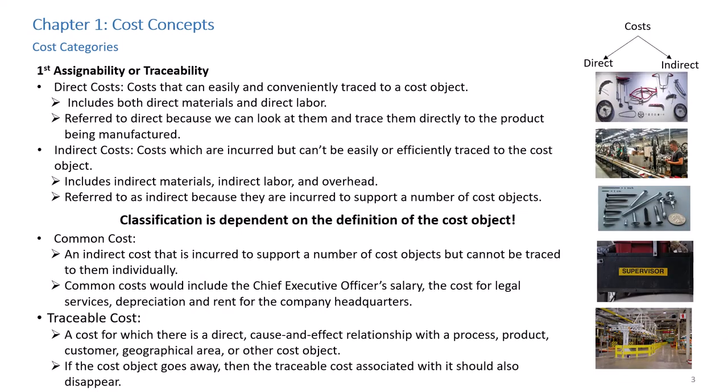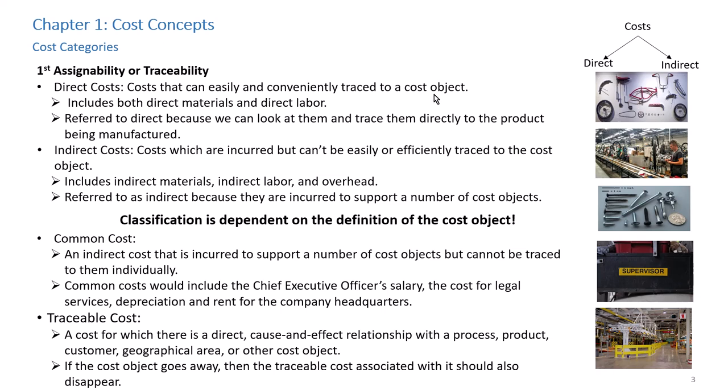Now let's look at the ways in which we will discuss costs during this class. All costs can be broken into 6 categories. The first category is assignability or traceability. This category consists of direct cost and indirect cost. Direct costs are exactly what they say they are. They are costs that can be easily and conveniently traced to the cost object.